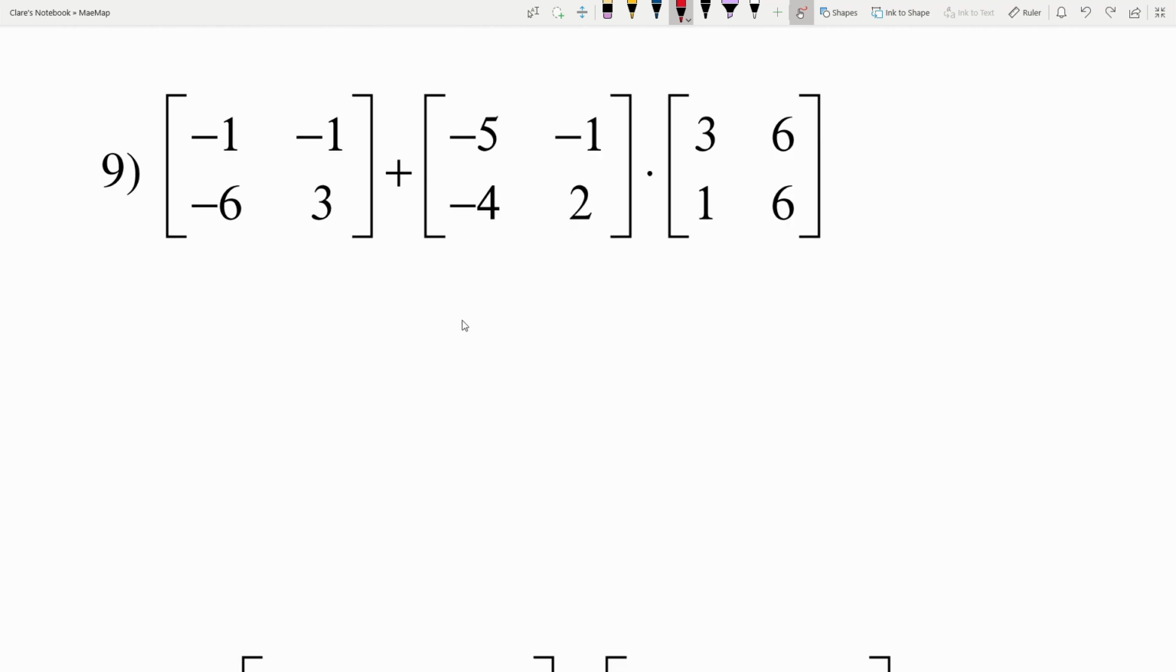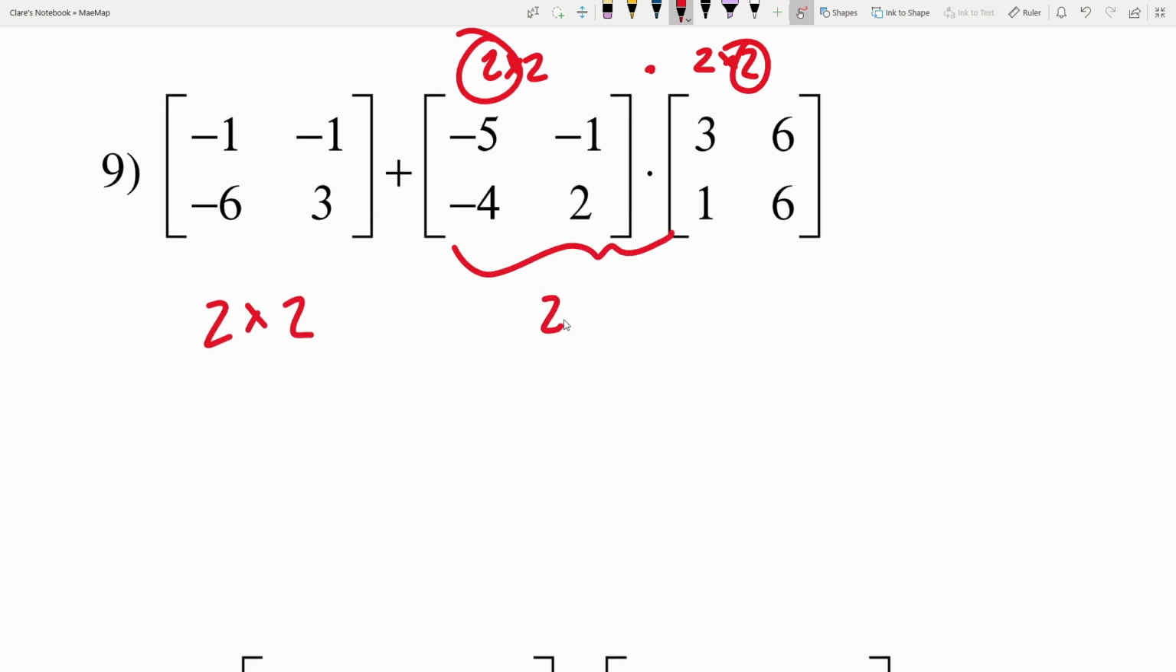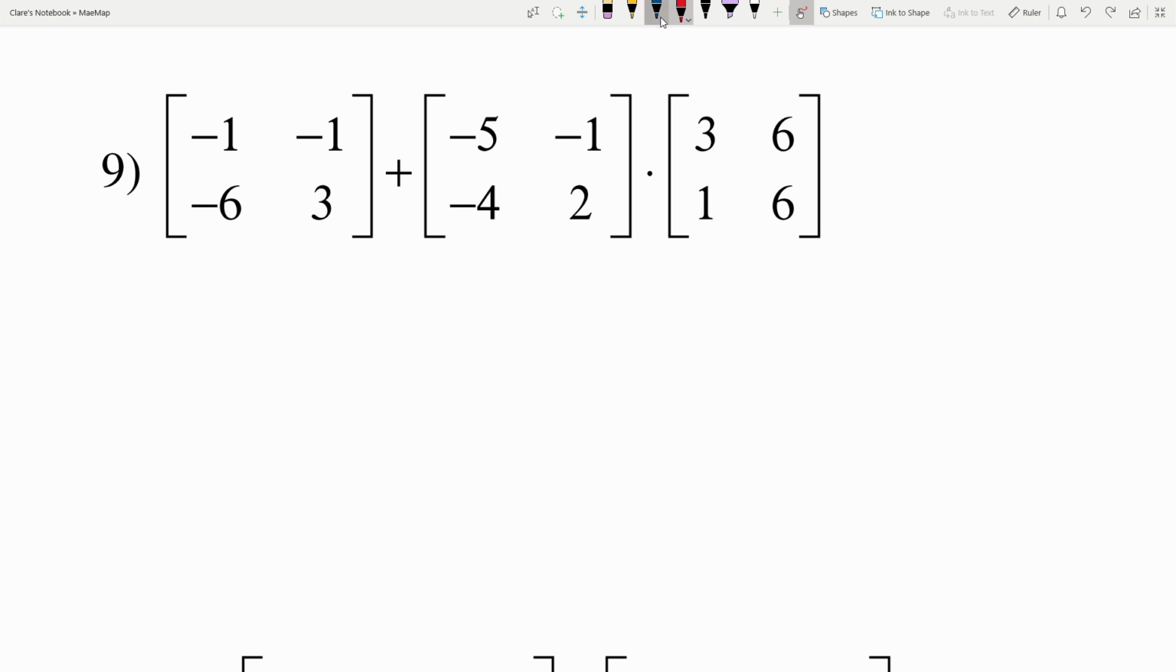Now, in number 9, we have addition and multiplication, but multiplication comes first. Let's double check that we can complete all of our operations. So we have a 2 by 2 matrix, multiplied by a 2 by 2, the result will be a 2 by 2. Then we can definitely add a 2 by 2 to a resulting 2 by 2 because they're the same size. So we can do all these operations, so let's move forward on the problem. Now I'll just rewrite the matrix out in front, -1, -1, -6, 3, and I'll be adding that to, let's go ahead and do out the math.